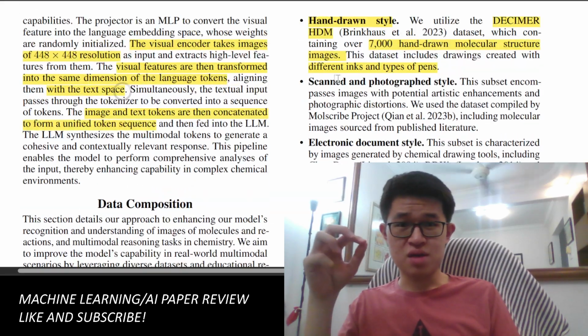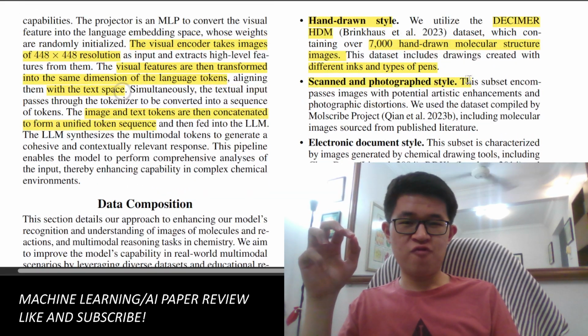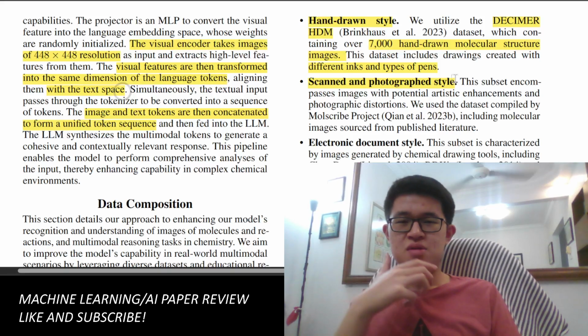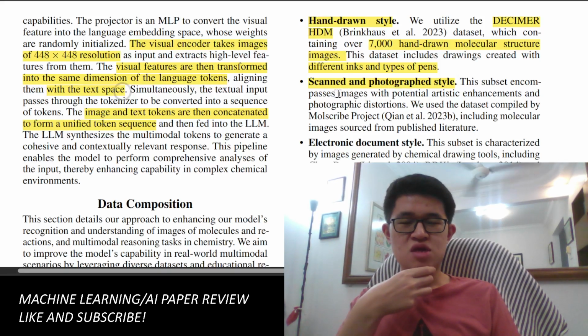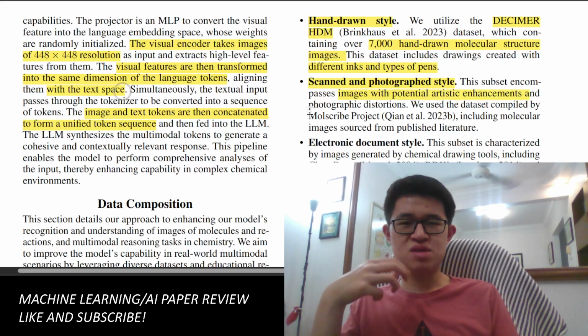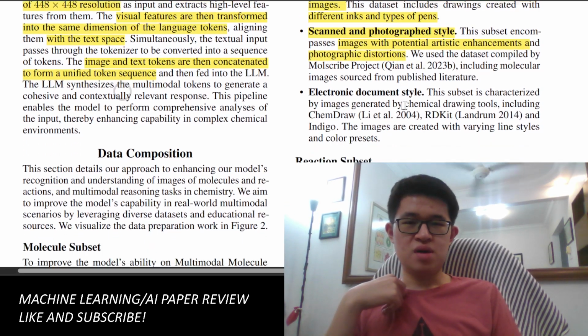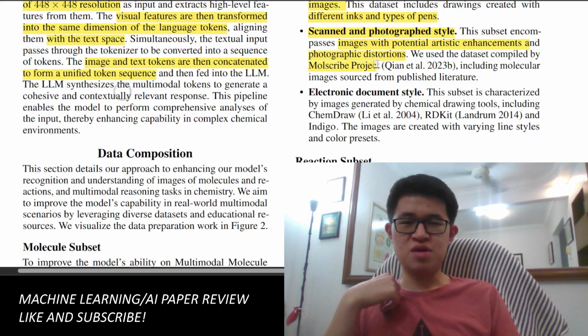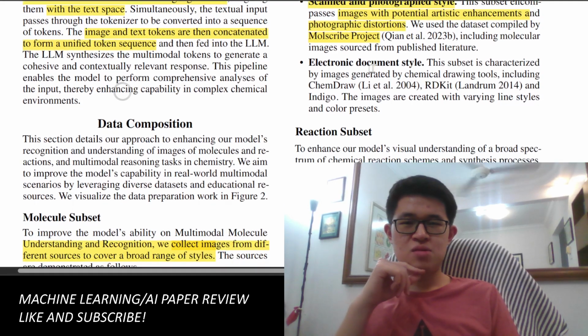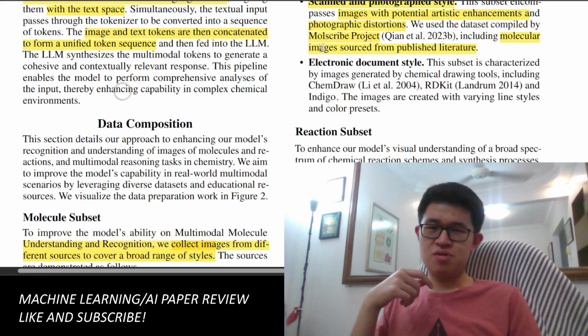Okay, next, scan and photograph style. So this one is essentially images with artistic enhancements and photographic distortions. It comes from another paper called the Mosquite Project, which contains molecular images sourced from published literature.